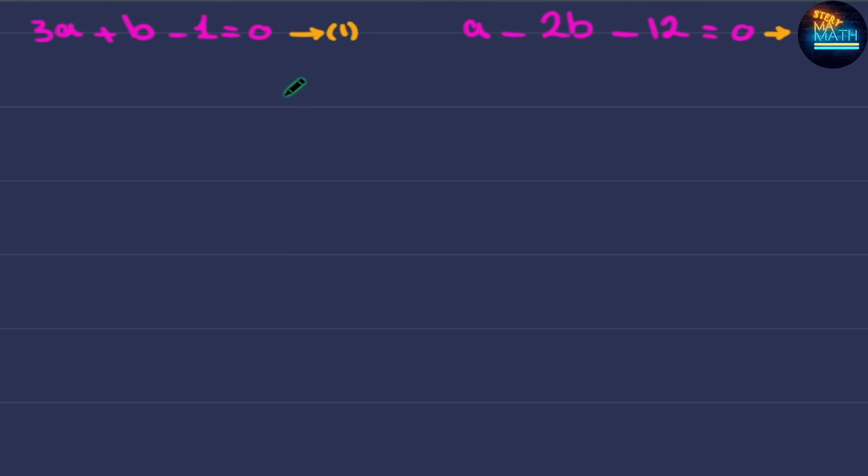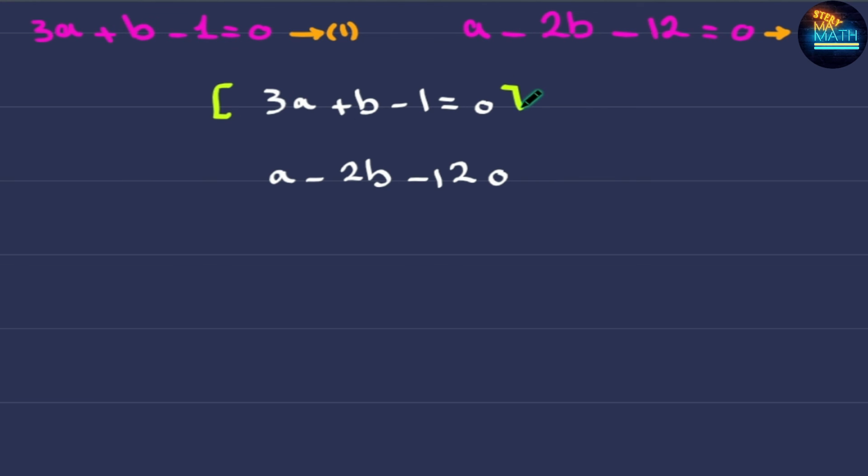Now we have two equations. 3a plus b minus 1 is equal to 0, and a minus 2b minus 12 is equal to 0. And to solve these equations, we have to get rid of one variable, a or b. To do that, we can multiply the first equation by 2. So the coefficient of b will be 2 in the first equation, and the coefficient of b in the second equation will be negative 2. So they will cancel each other out.